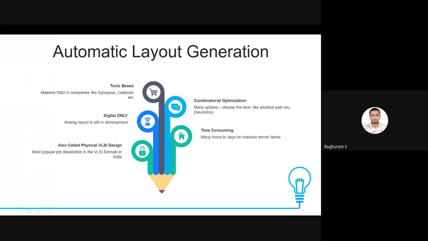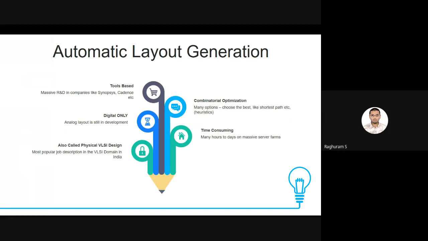And the algorithms also are extremely high tech, extremely complicated. Maybe in FOC, you might have heard of shortest path, etc. So many of these algorithms are modifications of that, and in general, they come under the domain called combinatorial optimization, meaning that you want to reduce some parameter by modification, by many choices, etc. And they use many heuristics.